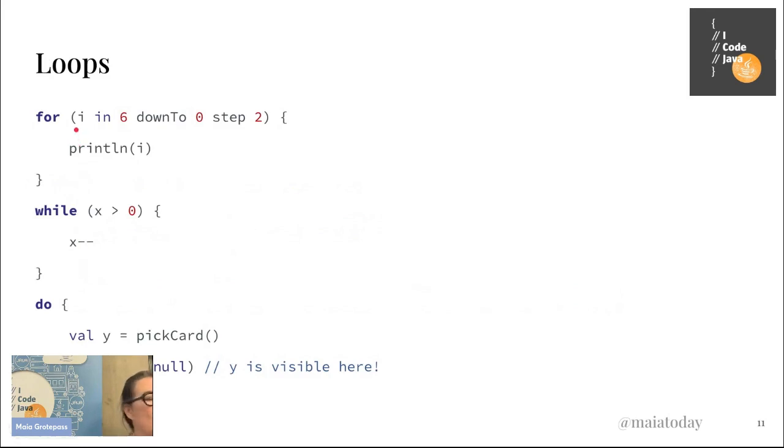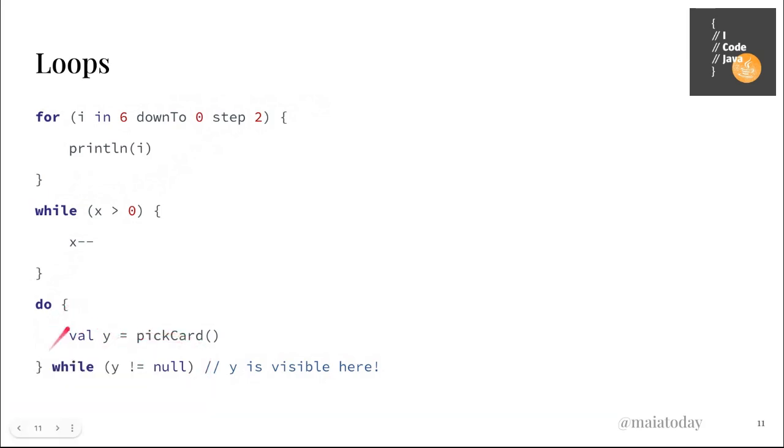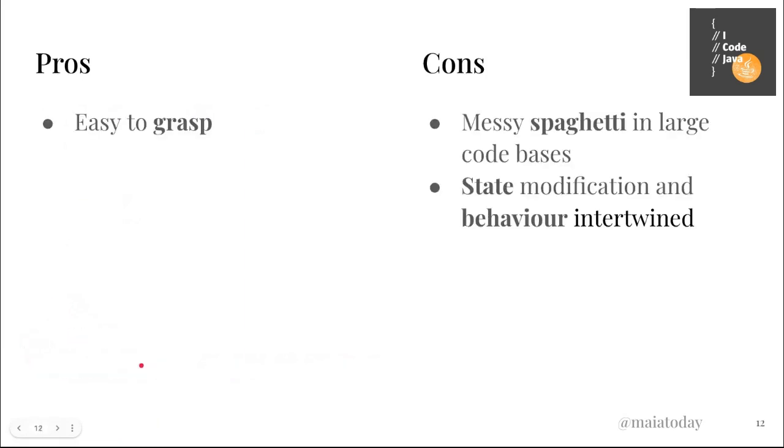And then, of course, there are loops. We all love loops: for loops with all sorts of ways of going up and down them, a while loop, and there's a do while. The interesting thing about the do while is that this y variable that you see over here is actually scoped so that you can access it inside the do. So you define it over there and then you access it in the while.